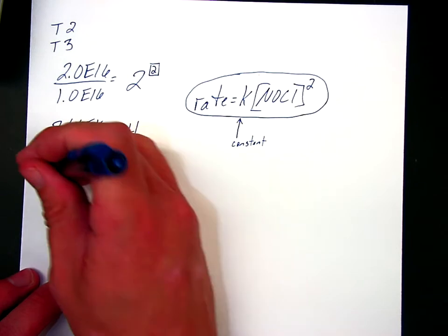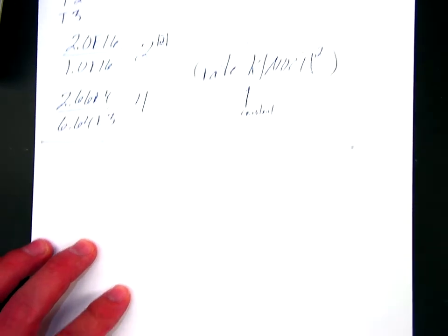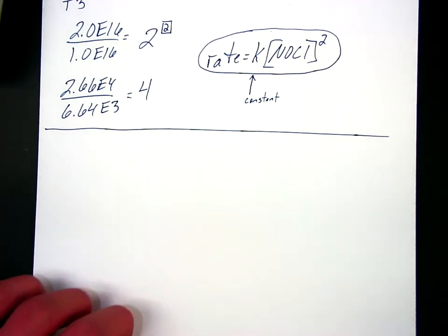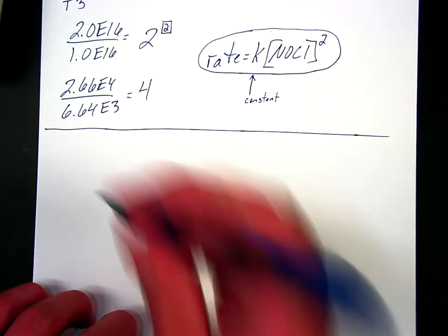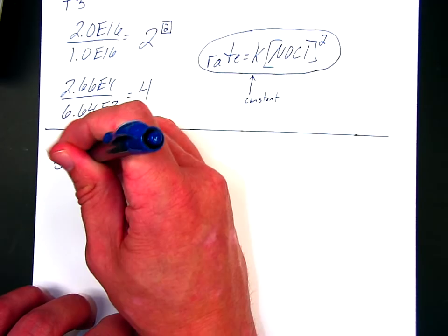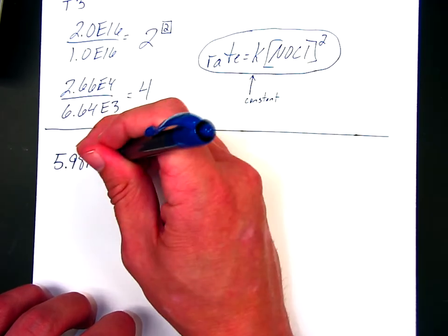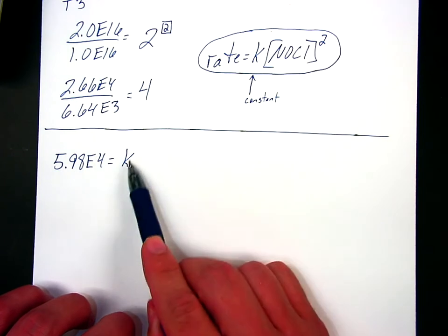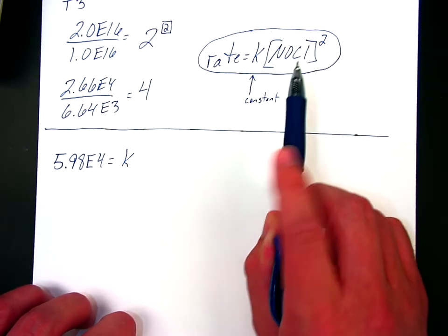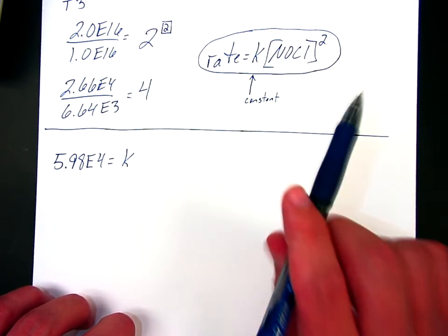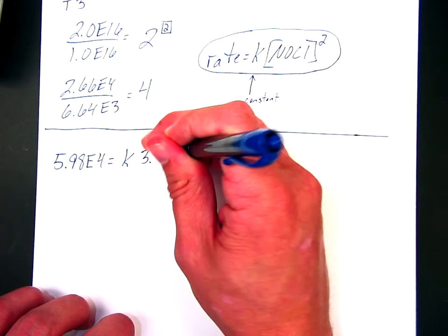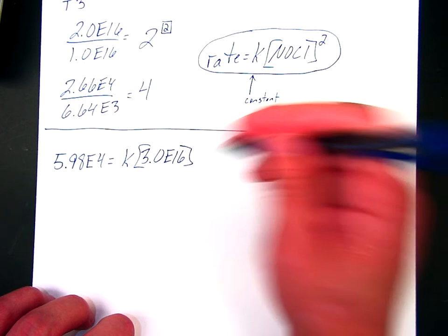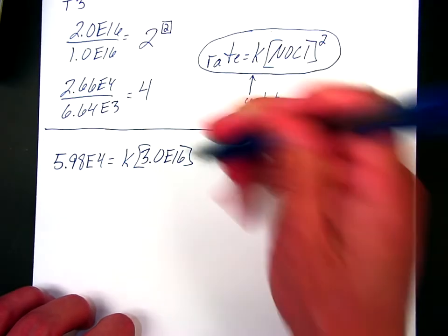So let's prepare to plug and chug the data, and again, make sure you're looking at the table. If I pulled the information from trial 1, it's got a rate of 5.98 E4, and now I'm just plugging into this rate law equals K. Now I need the concentration of NOCl there, which is 3.0 E16. And then make sure you don't ignore the order.